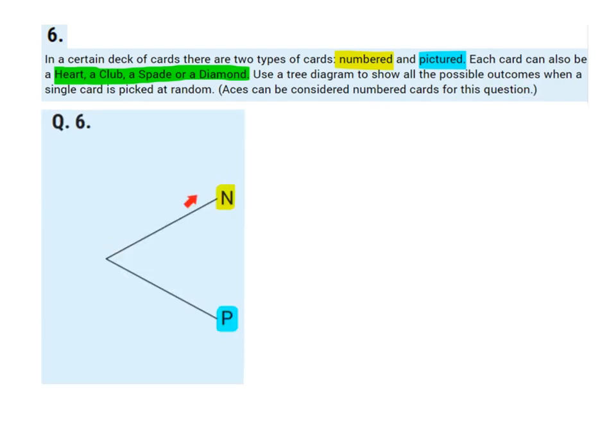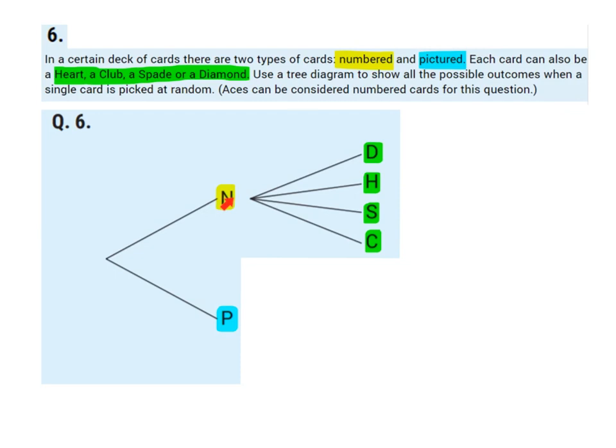So I have my first branch, well, 2 branches. I open up 2 branches and it looks like an L shape. N stands for numbered and P stands for pictured. So if I'm choosing a card, they're either going to be numbered or pictured. There's no other type of card.